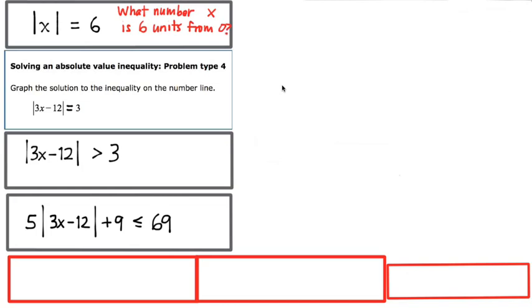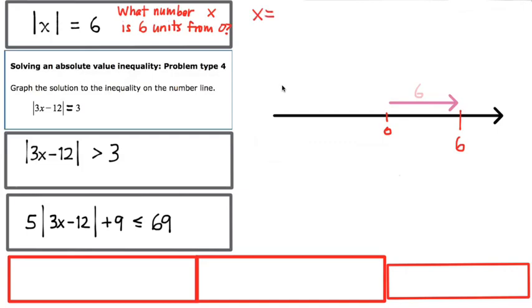So how would we answer that question? How did you answer that question? Here's my number line. Here's 0. I want to know what number is 6 units away from 0 on the number line. So 6 is one answer, right? It's one value of x. If I just have a measuring stick which is 6 units long, and I place one end of that stick at 0, then the other end could be at 6. So x equals 6 is one answer.